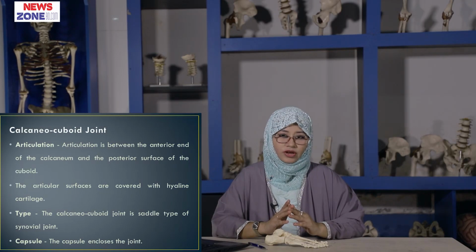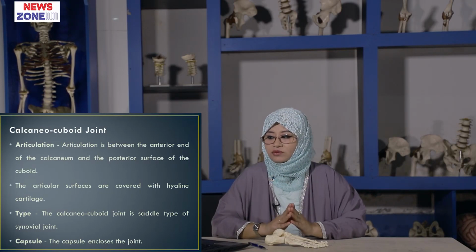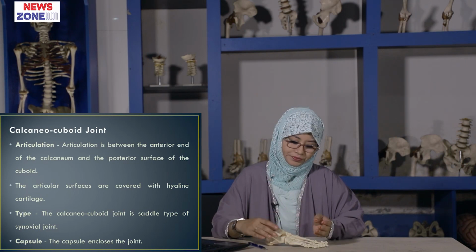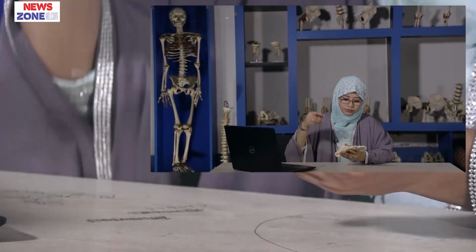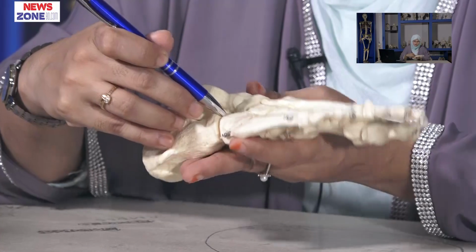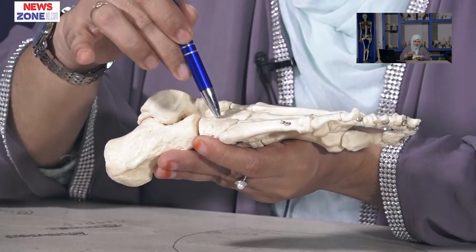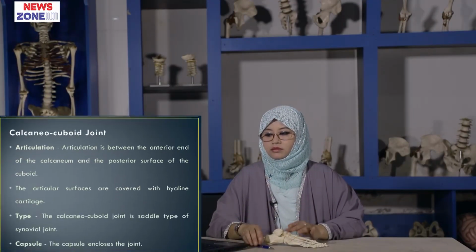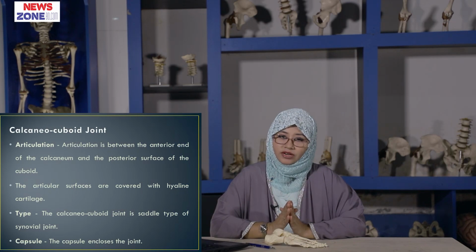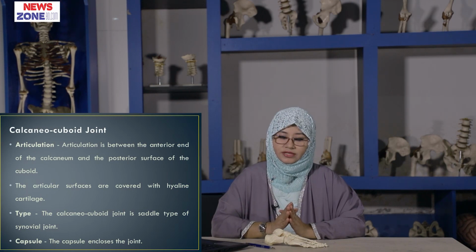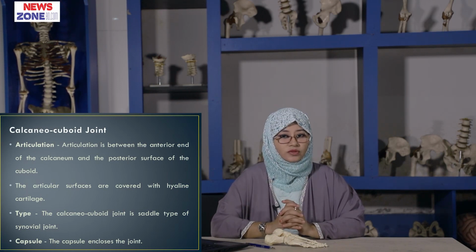Now, calcaneocuboid joint. Articulation in between the anterior end of the calcaneum and the posterior surface of the cuboid bone. Here this calcaneocuboid joint is formed between the cuboid bone and the calcaneum bone. The articular surfaces are covered by hyaline cartilage, and this is a saddle type of synovial joint, and the capsule encloses the joint.